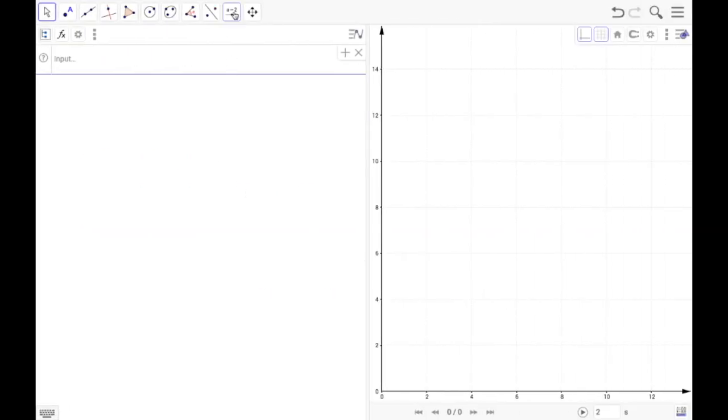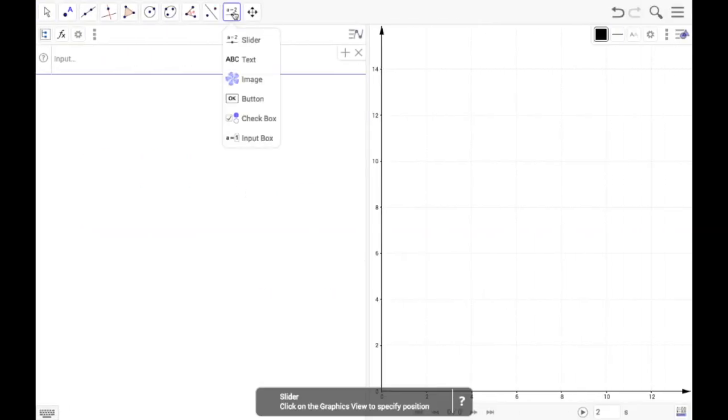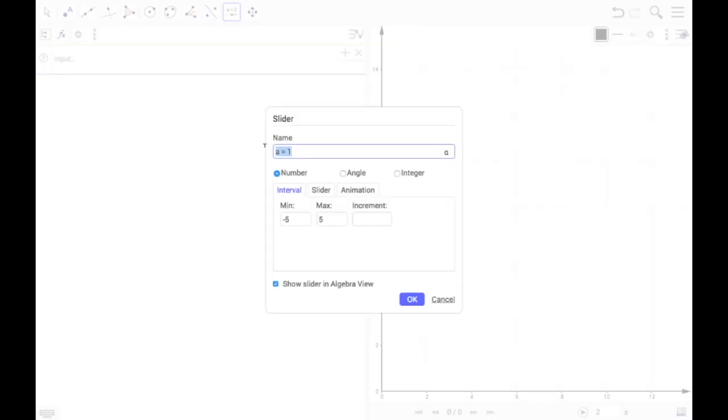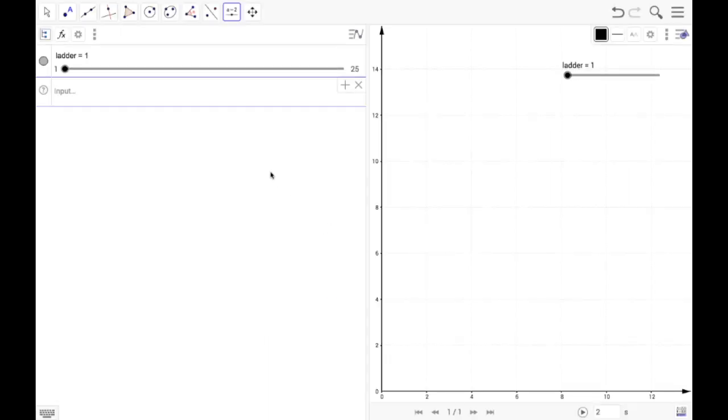Alright, once in the modeling tool, we're going to make this as dynamic as possible, and we're going to do that by using these tools here called sliders. So I'm going to select the slider tool, and I'm going to place a slider here, and this first slider I'm going to call the ladder. Alright, I'm going to give that ladder a minimum length of 1, and I'm going to give it a maximum length of 25, and I'm going to let it increment in tenths.